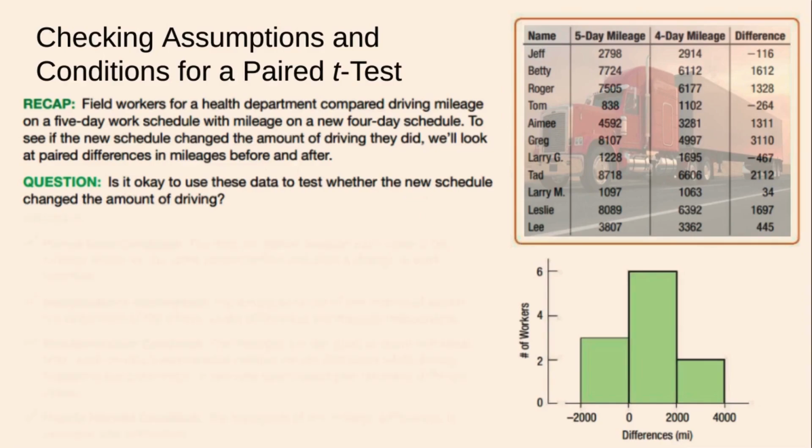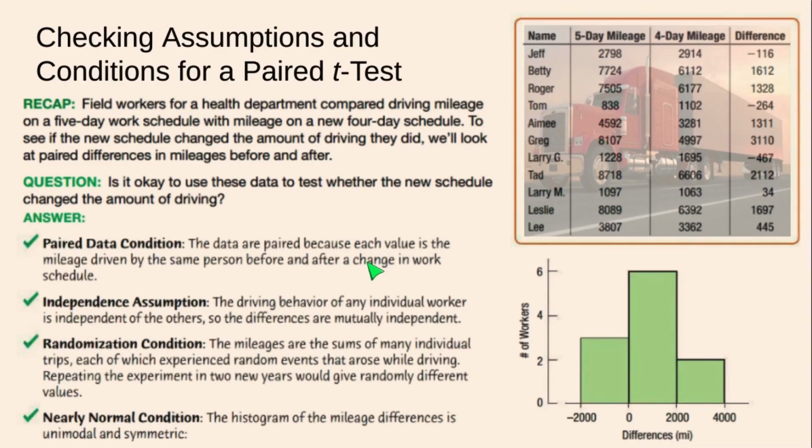So let's go through these conditions. Paired data: clearly these data are paired. There is a clear before and after. Moving on. Can we assume independence of those differences? The driving behavior of any individual worker is independent of the others. We have no reason that Jeff's driving would influence Betty's or Roger's or Tom's or Amy's or anyone else's driving. So the differences are mutually independent. That means they're all independent of each other. Since this is an experiment, we do not need to worry about the 10% condition. We can just move on there.